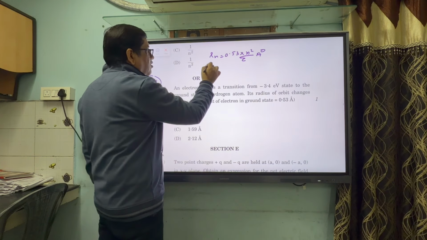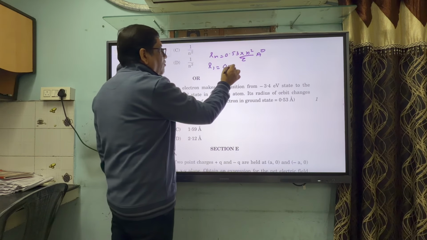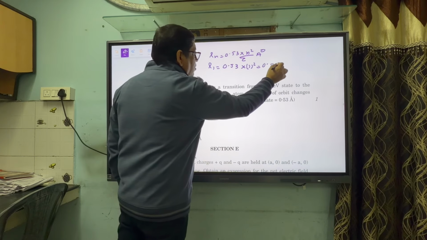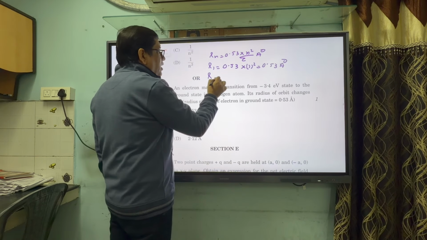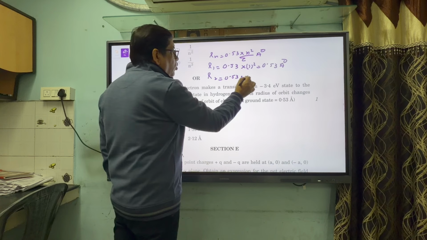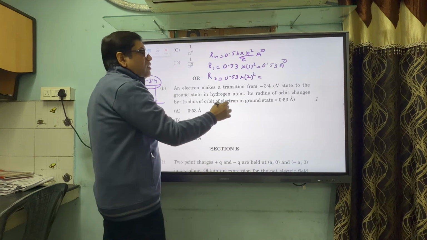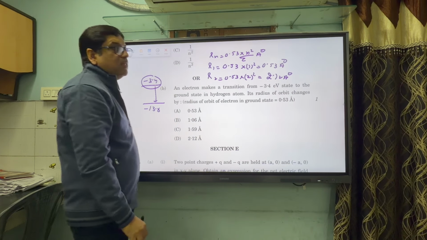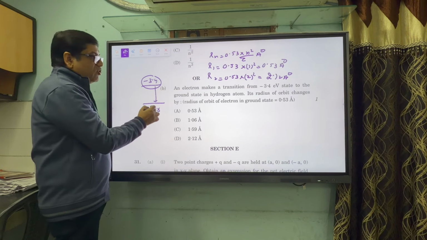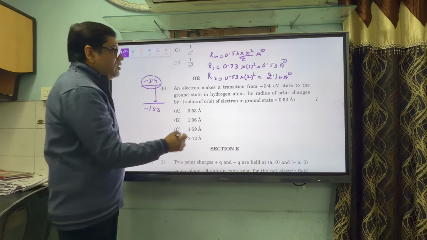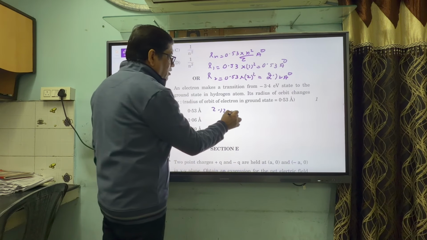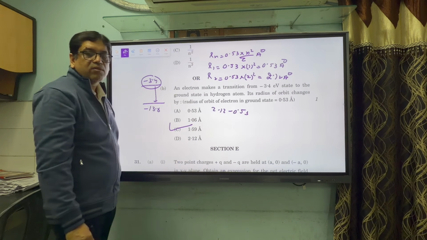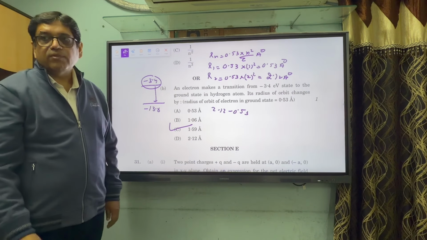For hydrogen atom, radius of first orbit will be 0.53 into 1 square, that is 0.53 angstrom. And radius of second orbit will be 0.53 into 2 square, that is 2.12 angstrom. Since it is jumping from second to first orbit, by how much radius is changing? It is changing by 2.12 minus 0.53, that is 1.59 angstrom. ठीक है, ओके.